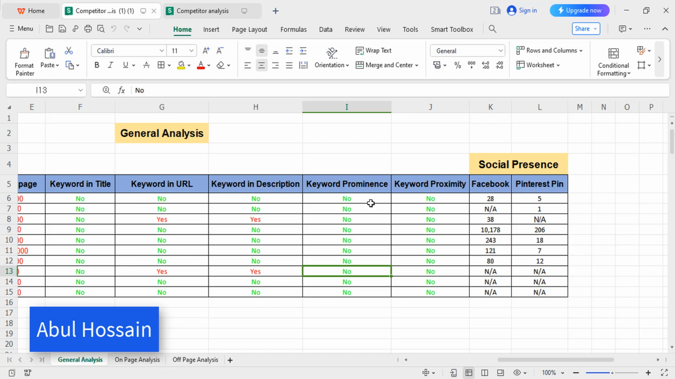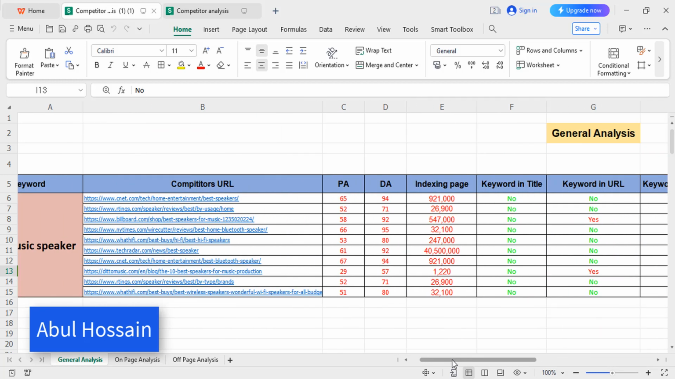Keyword proximity is also a standard SEO practice that we follow, like where and how often a keyword should be used, and their social media presence for that particular URL. How many times those links or the URLs have been shared on Facebook or Pinterest. So these analyses fall on the general terms. So these are called general analysis.